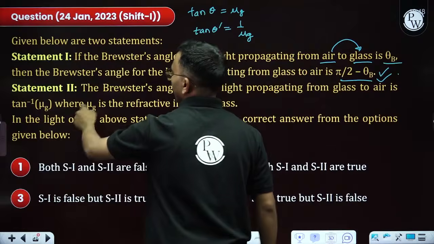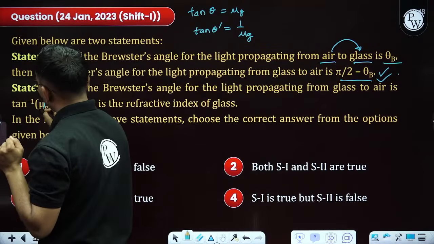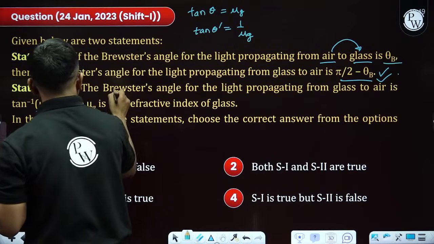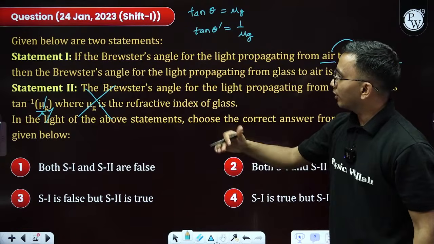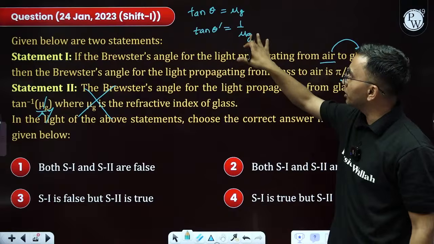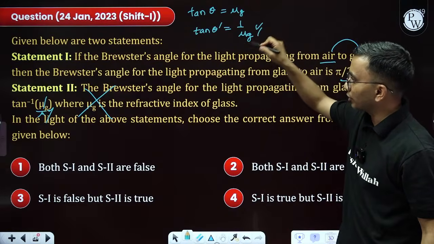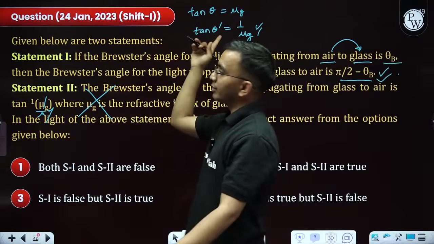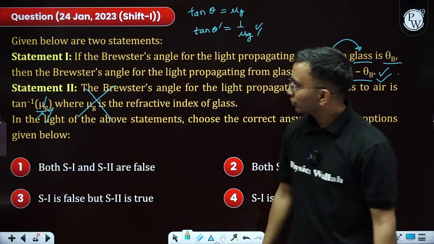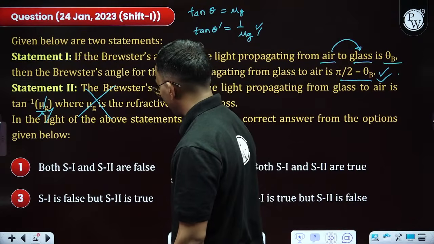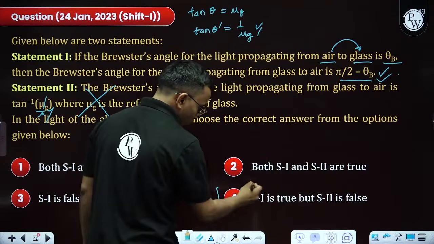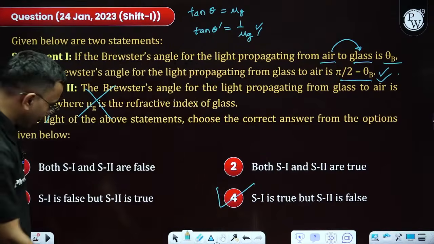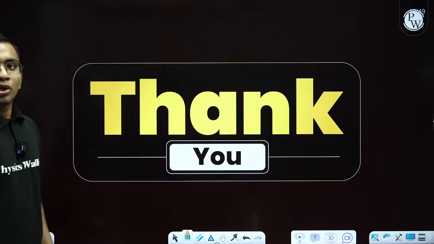Next, the Brewster angle for the light propagating from glass to air. Here it has to be mu air by mu glass, that is, 1 by mu glass. This is incorrect. Glass to air: second medium divided by first medium. This is not tan inverse mu g, this is tan inverse 1 by mu g. So this is incorrect. I will say first statement is true and second statement is false. Option 4 is coming out to be correct.